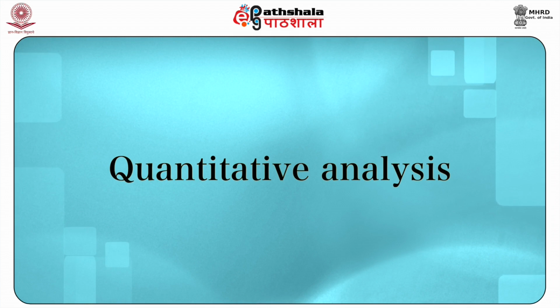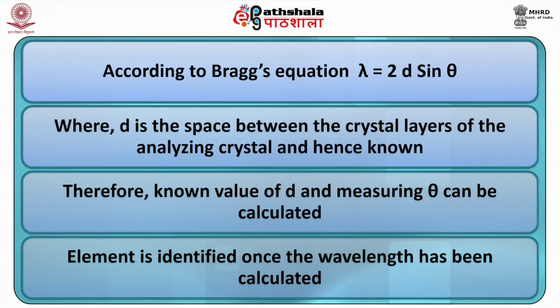Quantitative analysis. According to Bragg's equation, lambda equals 2d sine theta, where d is the spacing between the crystal layers of the analyzing crystal and hence known. Therefore, with a known value of d and a measured theta, lambda can be calculated. The element is identified once the wavelength has been calculated and a chart of fluorescence wavelengths of all known elements is consulted.